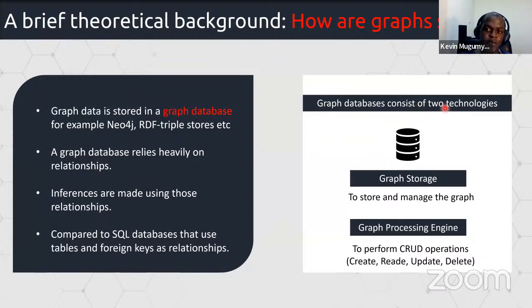So graph databases consist of two technologies. One technology is called the graph storage technology. This is to store and manage the graph, and then there's a graph processing engine. The processing engine is the one where we perform the operations for creating, sorry for the typo, creating things in that database, reading things in that database, updating things in that database, and deleting things. So these are normal operations. If you've used any application, you should be able to do all these operations in an application: create a post, read your posts, update a post, and maybe delete the post. So these are the two aspects of the graph database, and basically, this is what governs graph data.